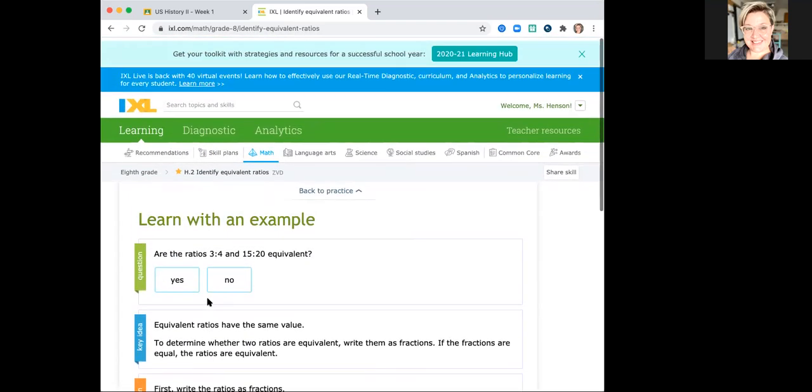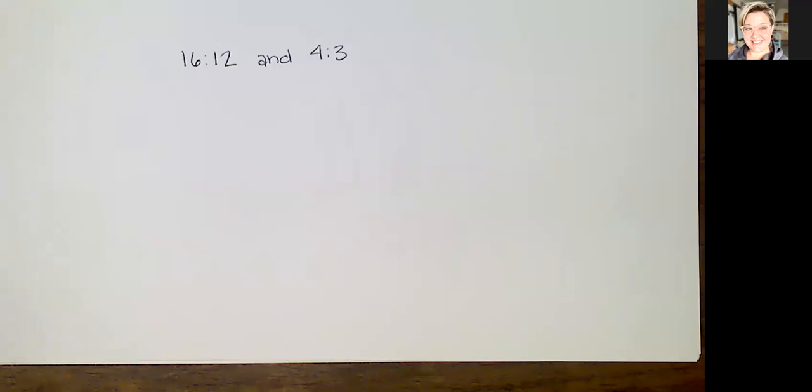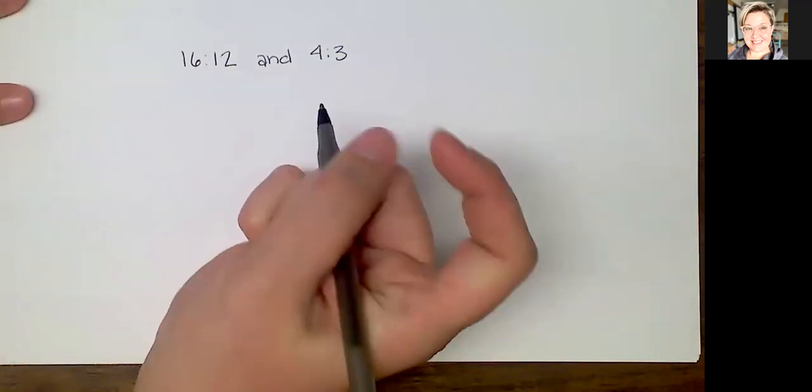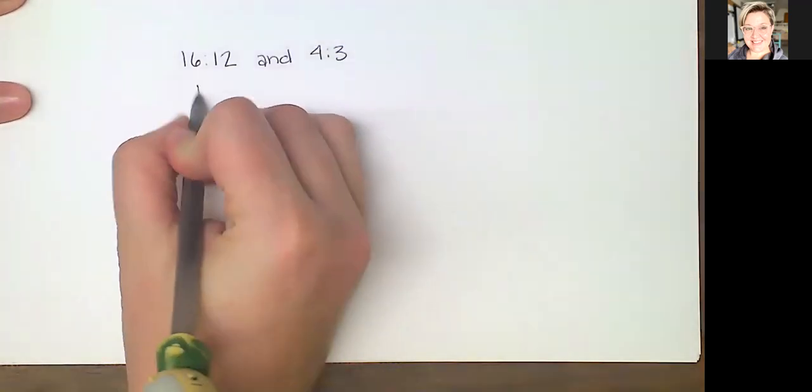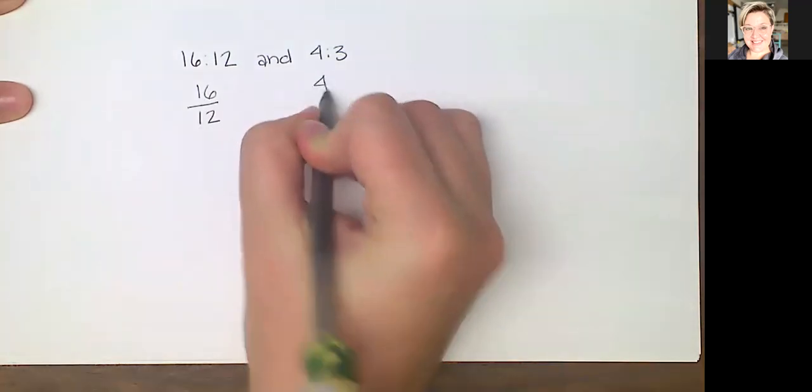Okay, so we're going to do this a couple times. So are the ratios 16 to 12 and 4 to 3 equivalent? I'm going to switch over to my paper and we're going to do it there. Okay, so I've written them out here. We have 16 to 12 and 4 to 3. So the first thing we're going to do is write the ratios as fractions, okay? So the first number is the numerator and the second number is the denominator. So in this case, this is 16 over 12, and this is 4 over 3.